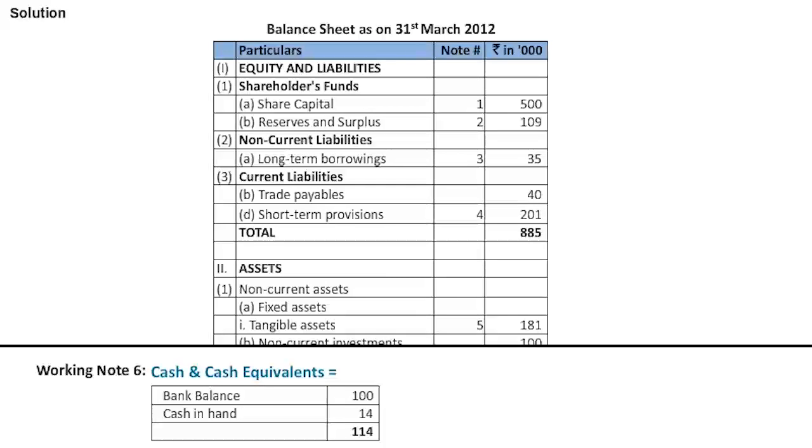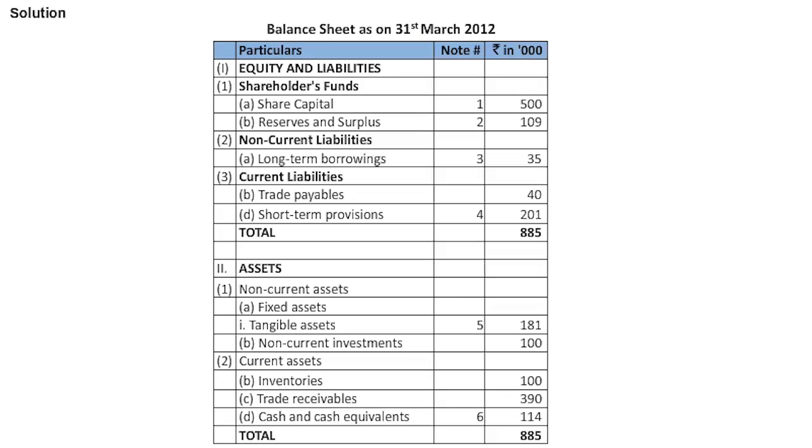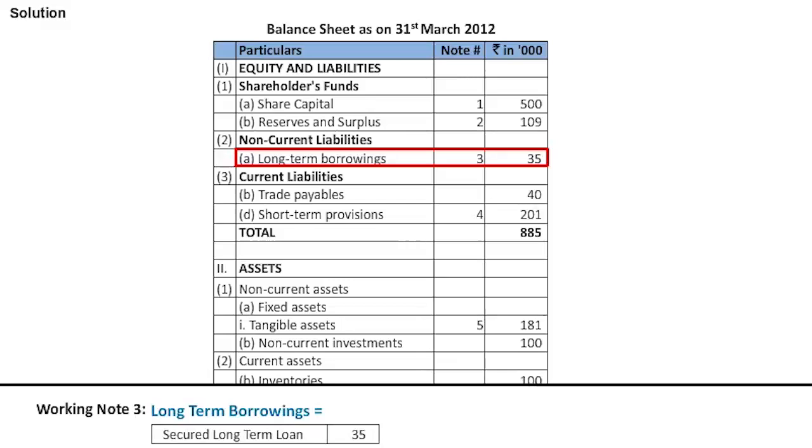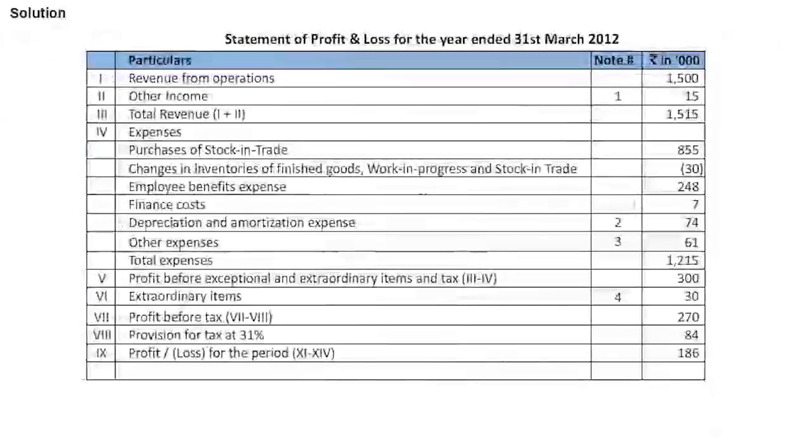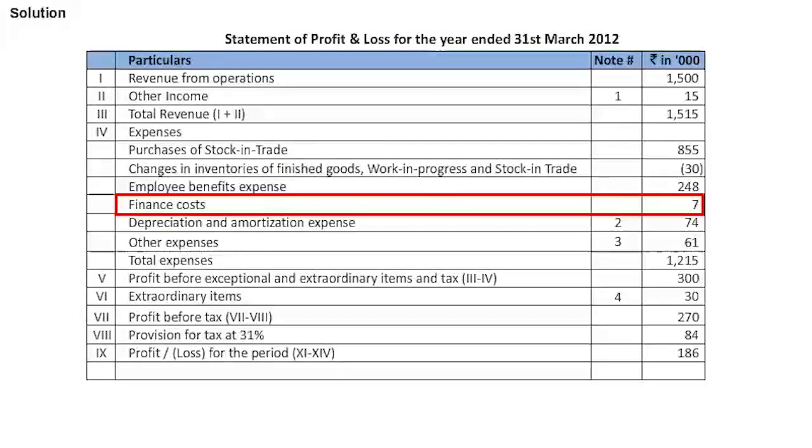Then sale of fittings, cash received. That is something that we'll see later. Let us park it aside. Then long-term loans secured 35. So this is your long-term borrowings. So 35 in the balance sheet under non-current liabilities. Interest on term loan 7. So obviously it is your finance cost in the statement of profit and loss.